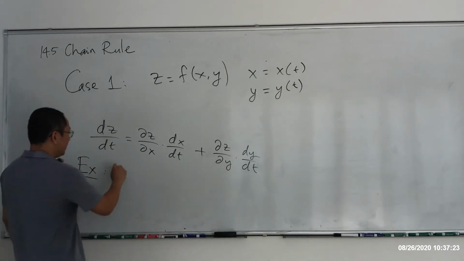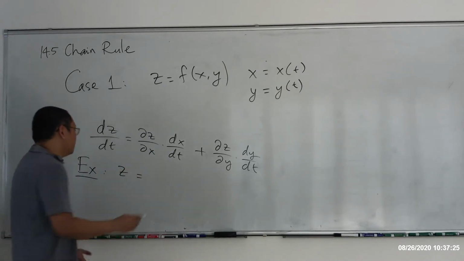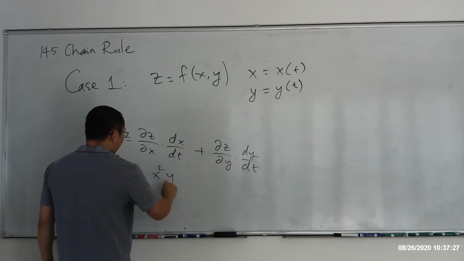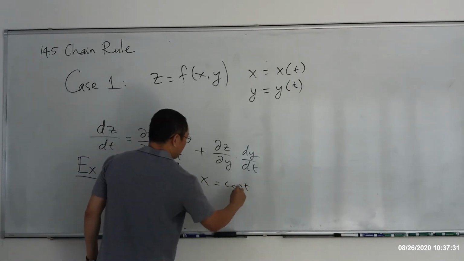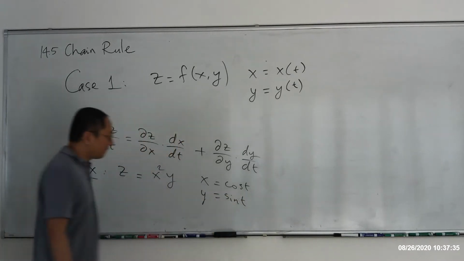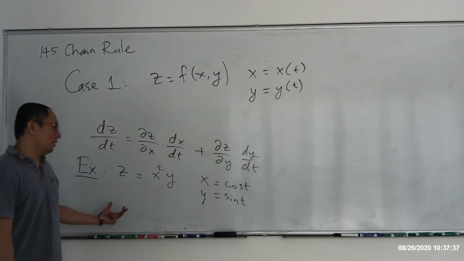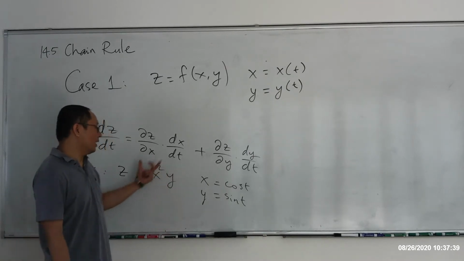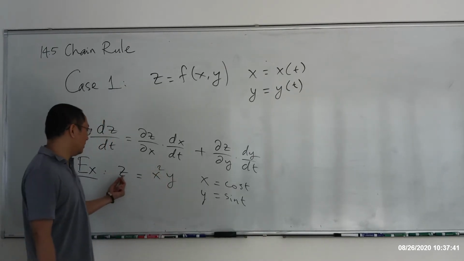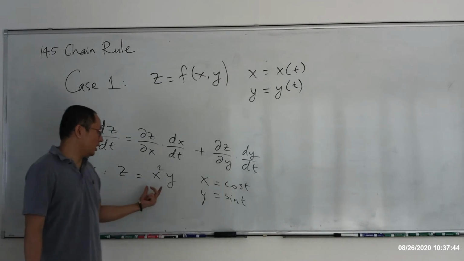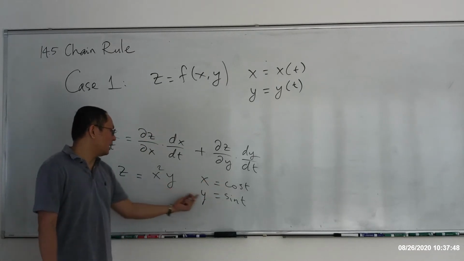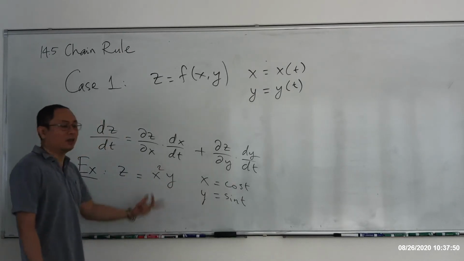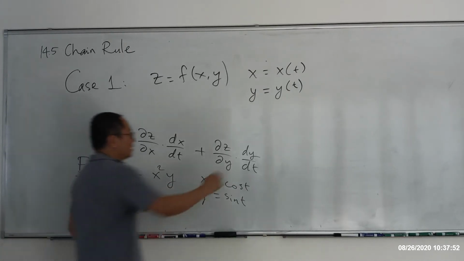Say I got z is equal to x squared y. Make it easy. Where x equals cosine t, and y is equal to sine t. So, one way you can calculate the derivative of z with respect to t is without doing a chain rule. You just simply substitute x equal to cosine t and y equal to sine t in here. Then you can differentiate directly. And this is what I mean.